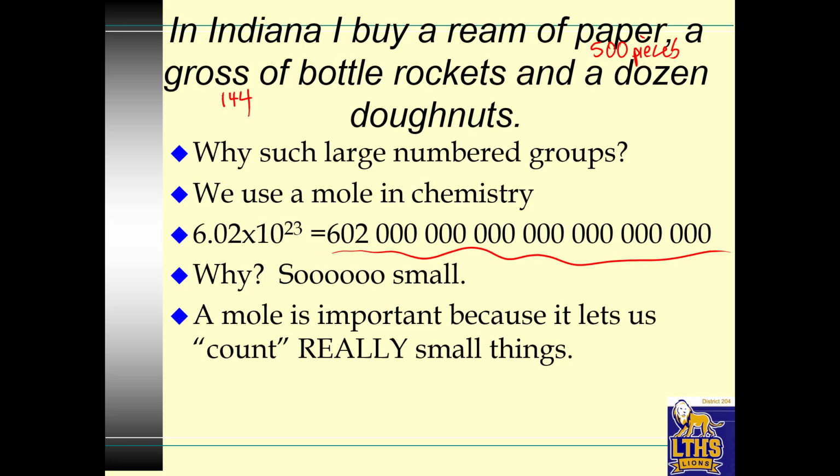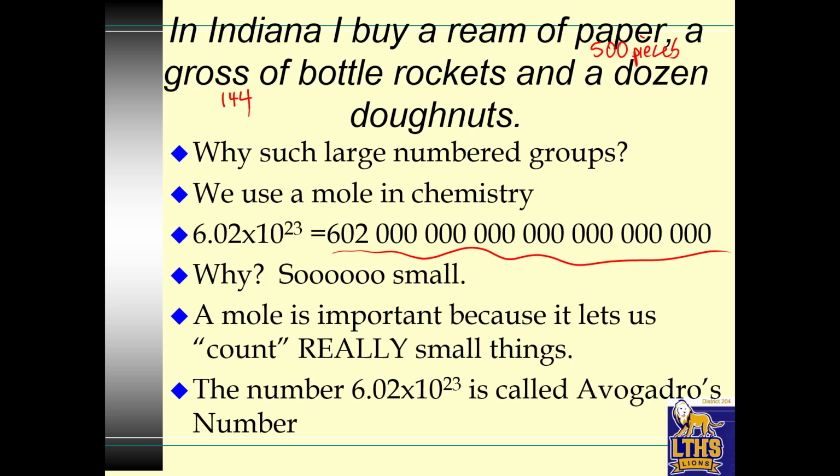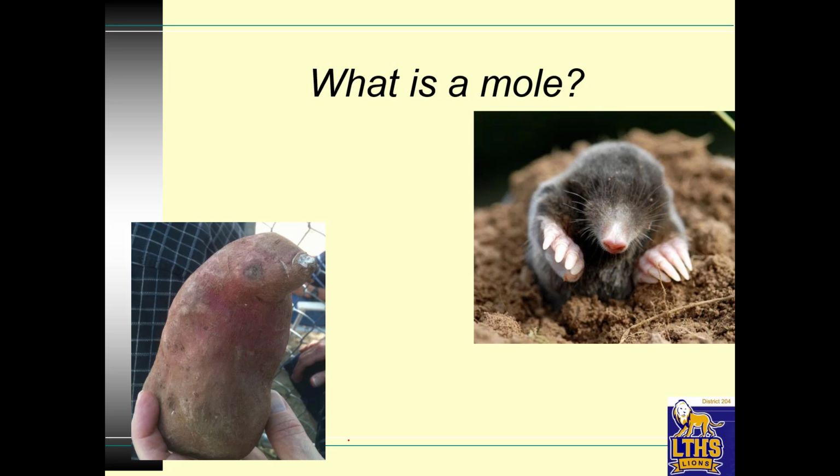So even though it's hard to count that many things, we know that there are that many things in a mole. This number has a special name, 6.02 times 10 to the 23rd. It's called Avogadro's number. Right? And it means 1 mole. Just like 1 dozen means 12, 1 mole means this many pieces or particles. All right. So what's a mole? A mole is a unit of measure.